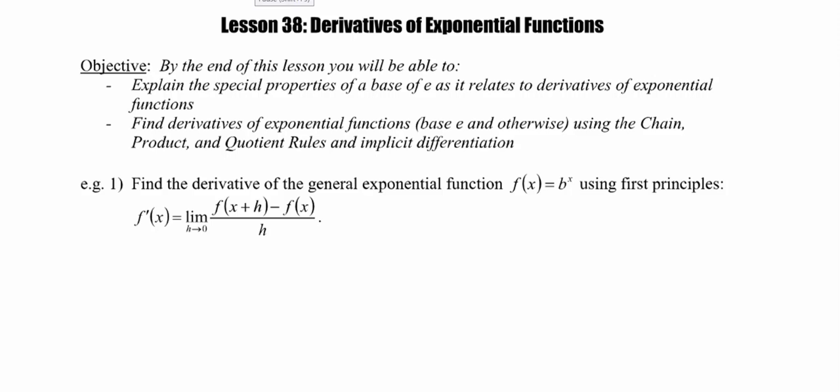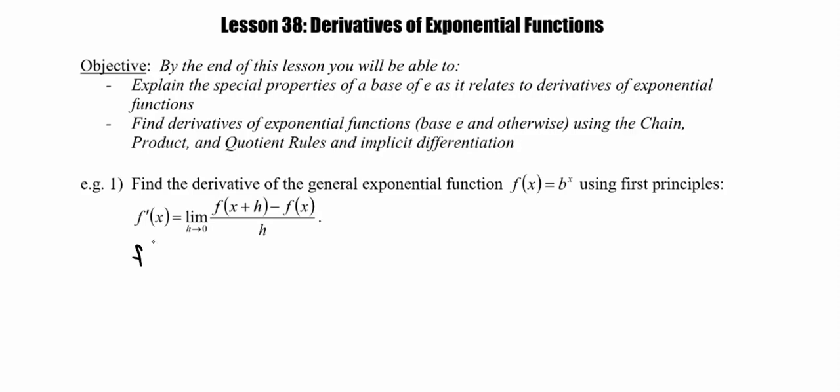Derivatives of exponential functions. So let's jump into it. First off, let's find the derivative of the general exponential function f of x equals b to the power of x using first principles. Remember, before we get going here, b could be any number: 2, 3, 5, whatever. Okay, so let's take the limit as h approaches 0 of our first principles formula like we've done before.